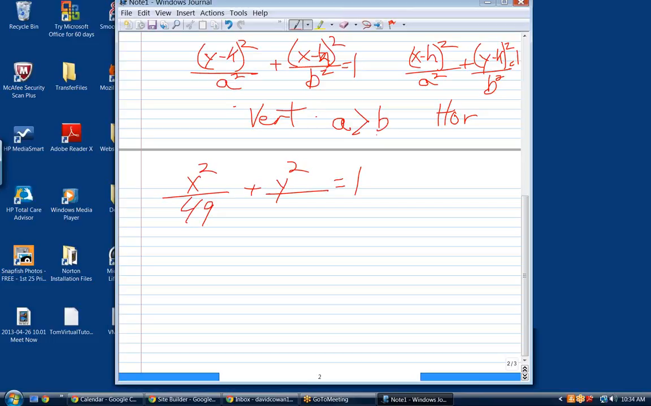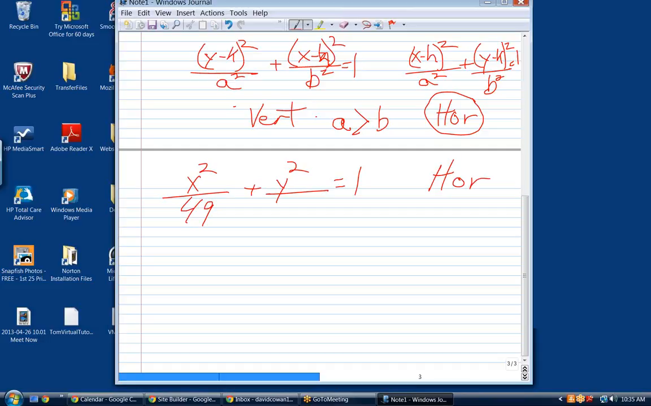Okay? So which one is this? This one is our horizontal, because 7 is greater than 1. It fits this over here. In other words, the big number, the big denominator, is under x, which makes it horizontal. If the big denominator is under y, it's vertical.